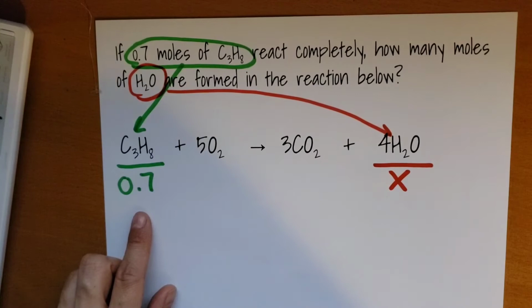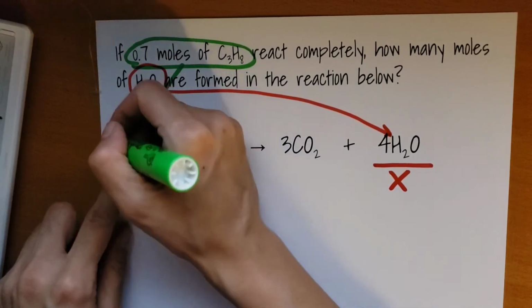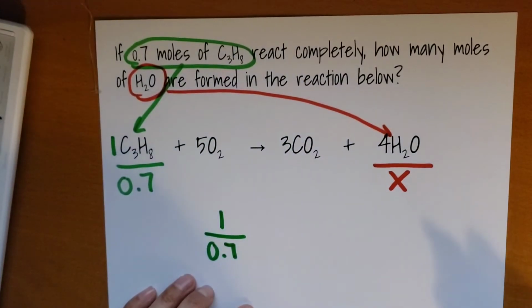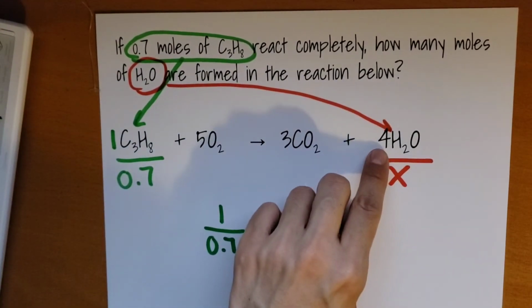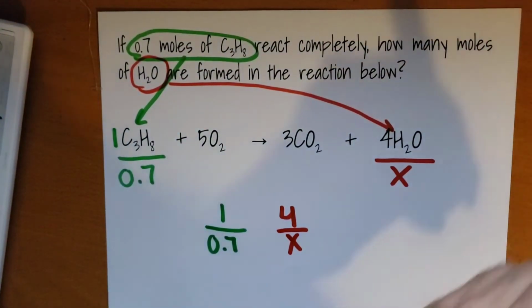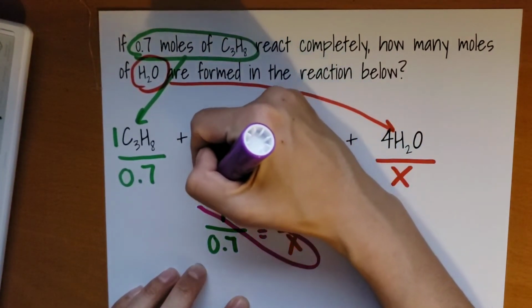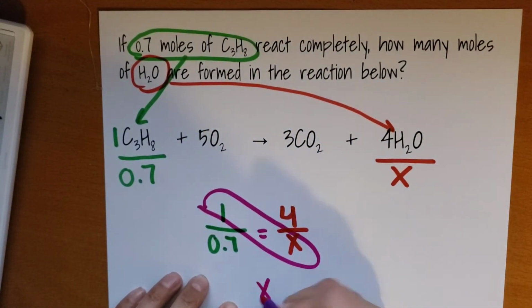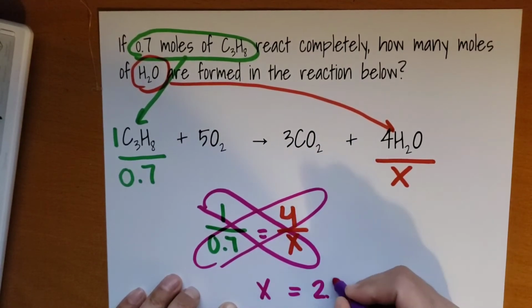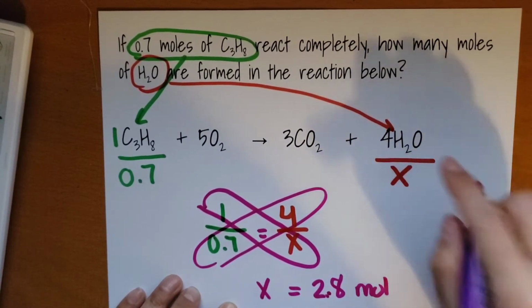And now we're going to take what we know and write it down and set equivalent fractions. So remember that we're looking at the coefficient. This coefficient is understood to be 1. So 1 over 0.7. And then for the water, which is here, we have a coefficient of 4 over X. So we're going to set our fractions equal to one another, and to solve, I'm going to multiply these two items together, and then I'm going to set that equal to these two items. So here I have 2.8 moles of water.